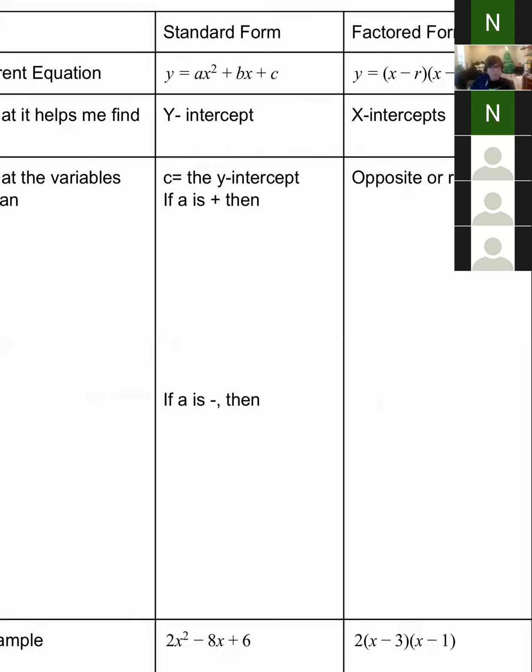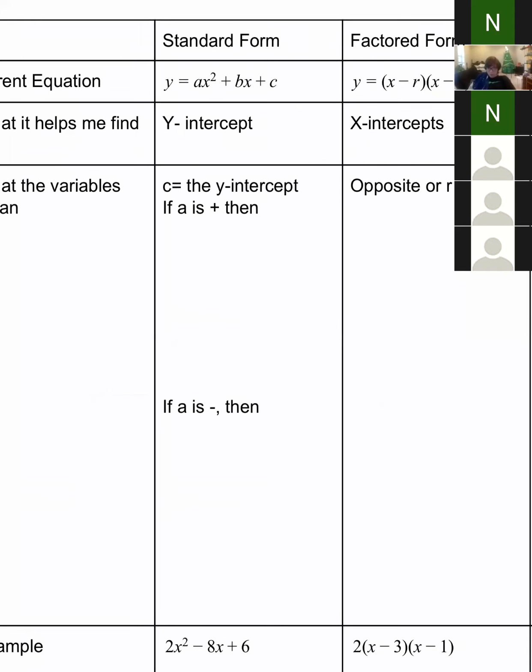So the C in this equation right here, wherever you see this letter, whatever number is there is your y-intercept, okay? The C is the y-intercept. Does that make sense? Yes, ma'am.